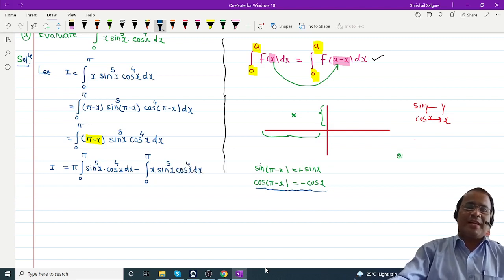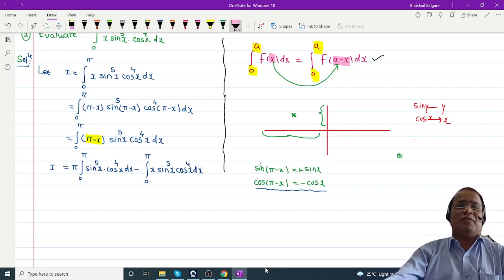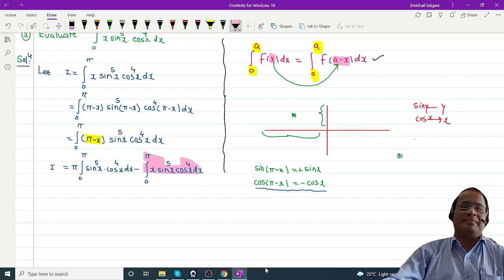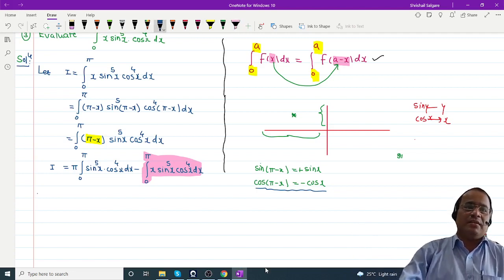So can anyone guess what we should do? I will highlight. Replace by I. Yes, this is nothing but our original integral. So you are writing the same integral in terms of the given integral only. Therefore I will directly write the step.